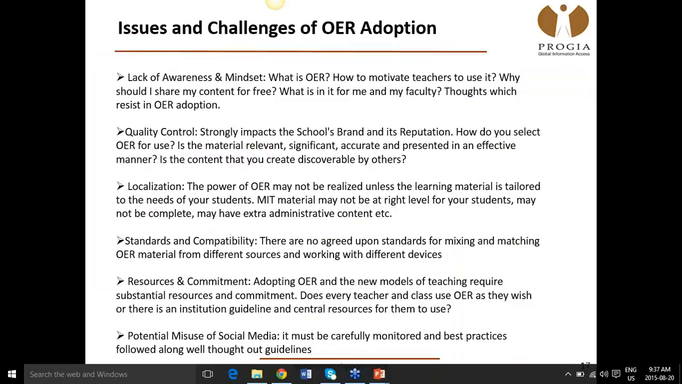But if you go on a larger, global scale, you will see that most of the teachers in institutes are not aware what open education resources are, how they can make best use of them, or how they can be motivated to use them. The first question that comes to everyone's mind is, what will I get if I share my content for free? All these questions are roadblocks in the adoption of OER. But let me give you a few answers to it.